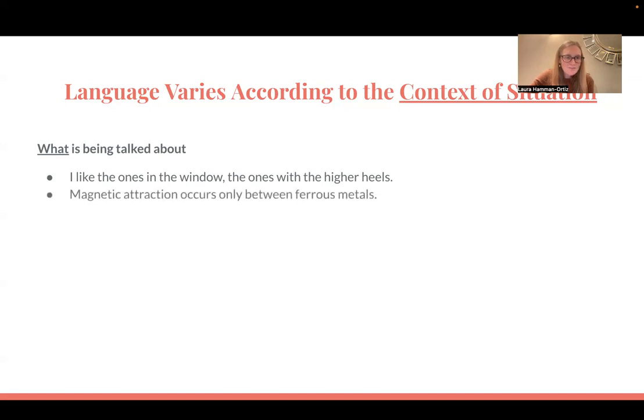Or in this sentence, magnetic attraction only occurs between ferrous metals. You might infer that I'm talking about magnetism, right? And this is maybe something you would see in a textbook. So this is called the field. What is being talked about? That's one component of the context of situation, how we use language to make meaning.